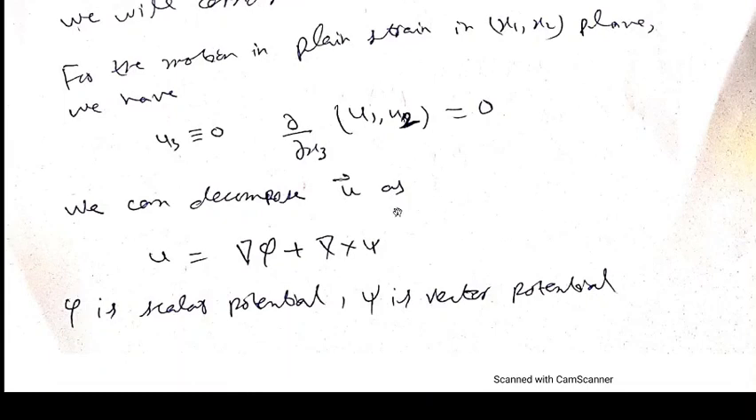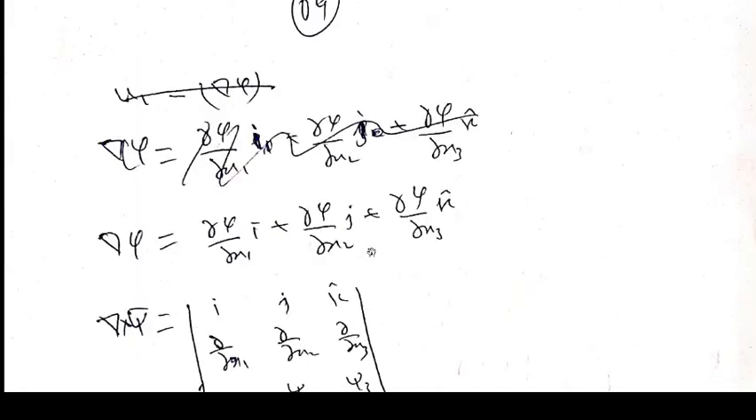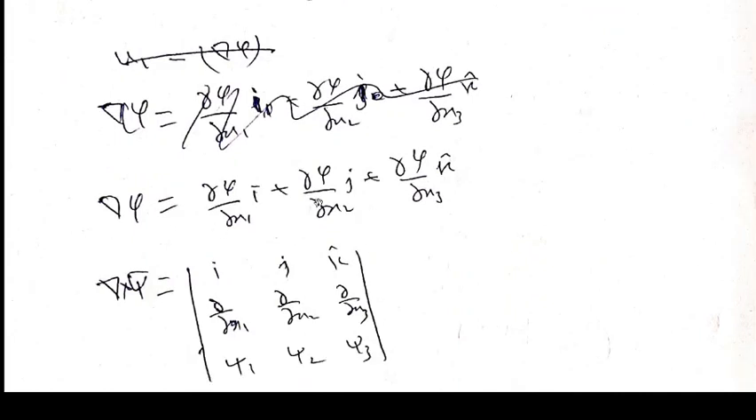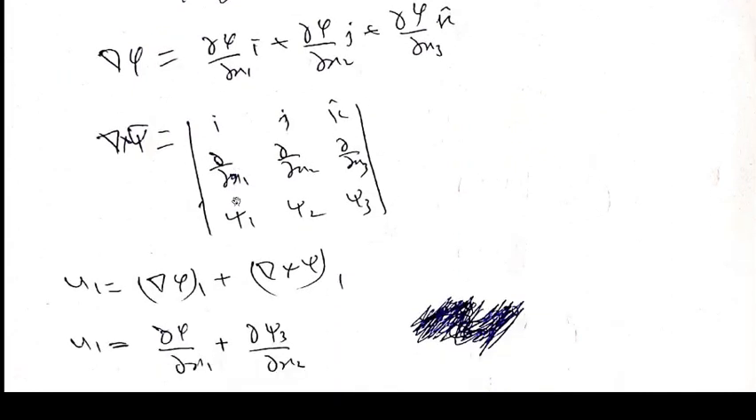So when we use the stress-strain equation, there exist displacement components u1, u2, u3. So we need u1, u2, u3. Let's take u in this form. You have already studied this form: del phi plus curl of psi. This is the scalar potential and this is the vector potential. You can write this as the gradient of phi and this as the curl of psi.